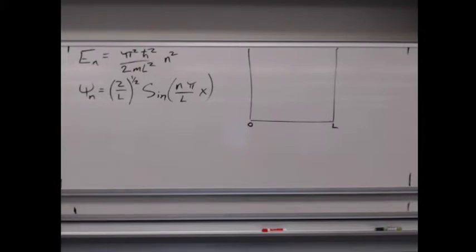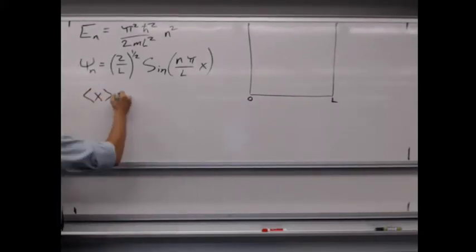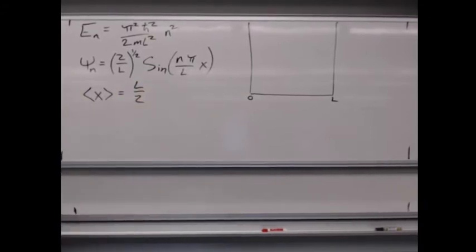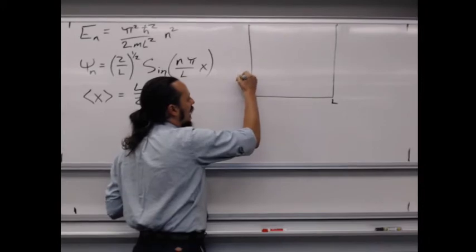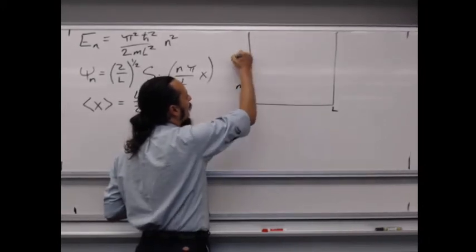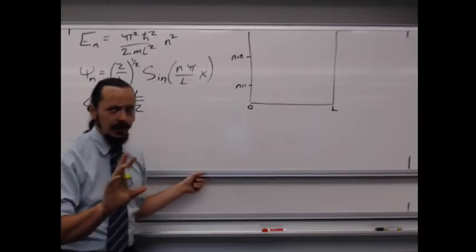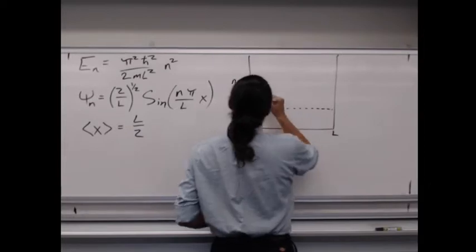We then did one other thing when we calculated the average position. We said the average position was just L over 2. It was the center of the box. There's a couple other things we can do. We can look at what happens when we plot, say, n equals 1 versus n equals 2, and look at those different wave functions and those different probabilities. I'm going to do my best to draw these. My apologies for my lack of artistic skills.